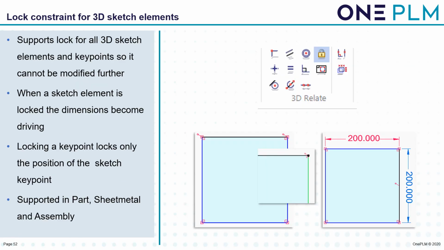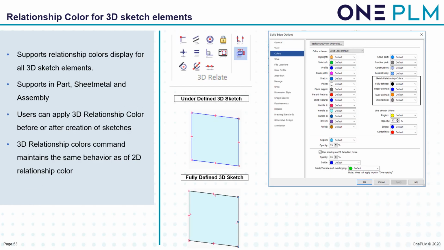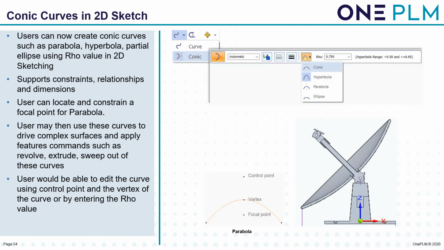We've got a lock constraint in 3D Sketch now as well. If we've got a 3D Sketch element, rather than having to spend a lot of time figuring out how we fully relate this, we can use a lock command. That comes onto the next one really nicely: relationship colors, finally, in 3D Sketch. We've been waiting for this for ages. So now we've got that. If the 3D Sketch is fully defined, we get that standard black relationship color, same as we used to within our normal 2D sketches.